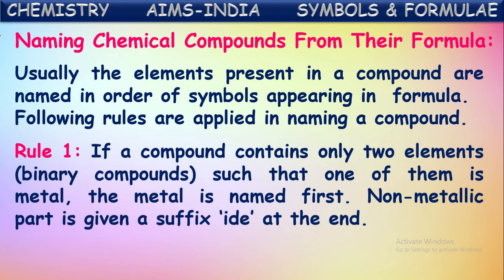So in naming binary compounds in which one of the elements is a metal, first the metal's name is written, and then the non-metal's name is written. At the end of the non-metallic element's name, "ide" is attached by eliminating one or two letters from the non-metal name. This is the first rule. If the compound is a binary compound such that one of the elements is a metal, then the metallic element's name is written first, and then the non-metallic element's name follows, with "ide" attached by eliminating one or two letters from the non-metal's name.